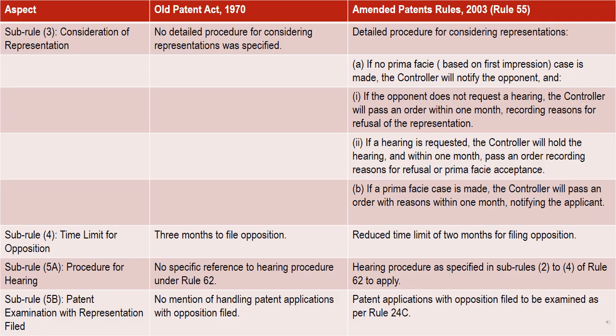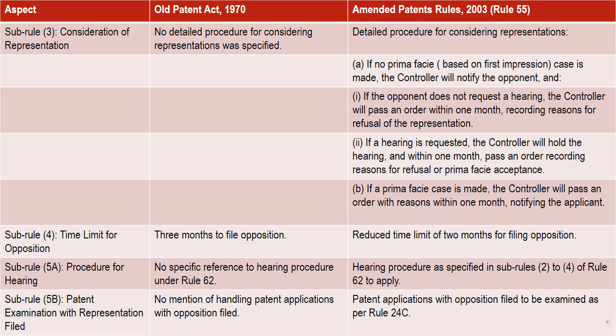Sixth one, this amendment to Rule 55 focuses on the procedure for pre-grant opposition. Pre-grant opposition means when someone challenges a patent application before the patent is granted. According to the Old Patent Act 1970, before amendment, the process for pre-grant opposition had less clear timelines and the procedures for hearing opponents were somewhat general, and the timelines for the controller's action and responses were broader. The structure of the hearing process was less detailed.